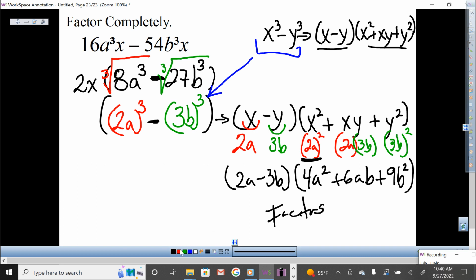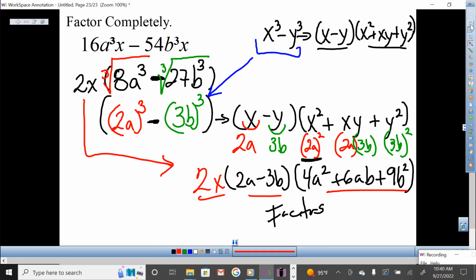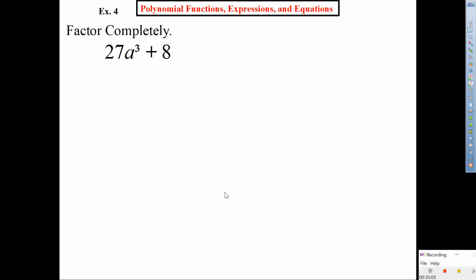Am I done? No, don't forget the BFF. Bring down the 2x. So now we have 1, 2, 3 factors. Woo! Are we doing? Yes? Yes, Mr. Q, we got these. All right, good. So that's the home plate. Just that. All right, here goes another one. Copy this one. Example 4. 27a cubed plus 8.